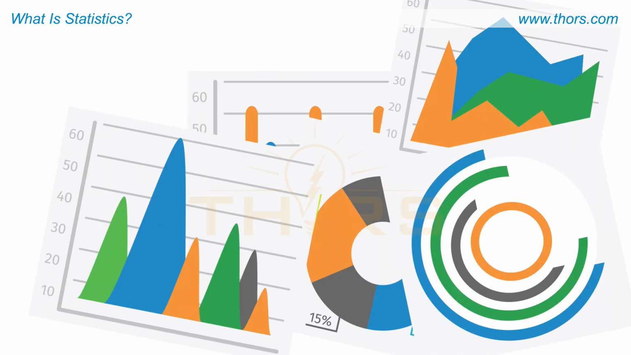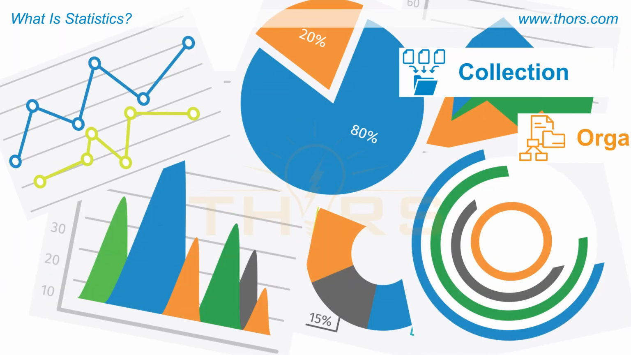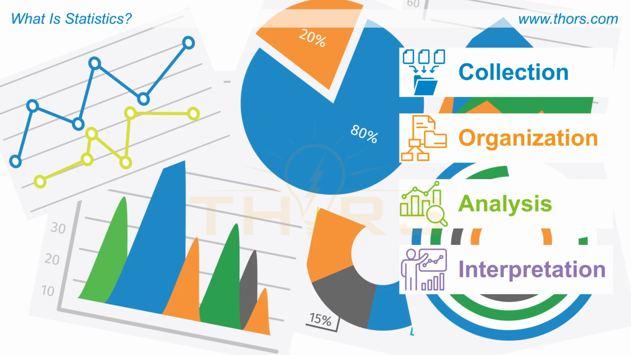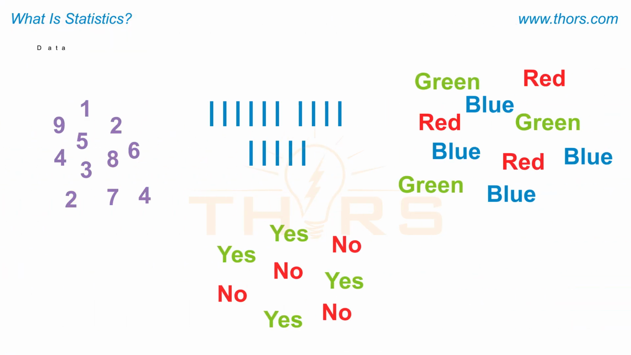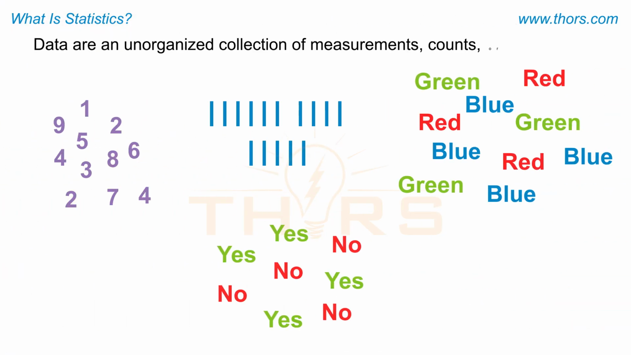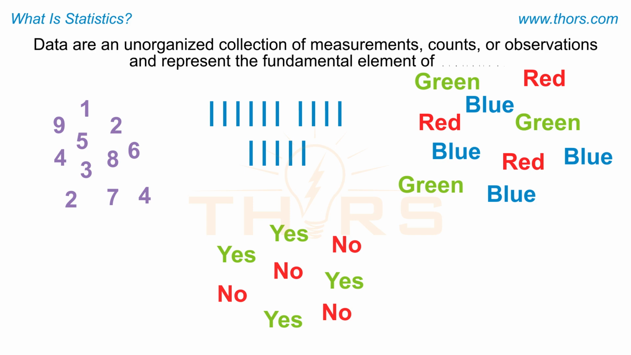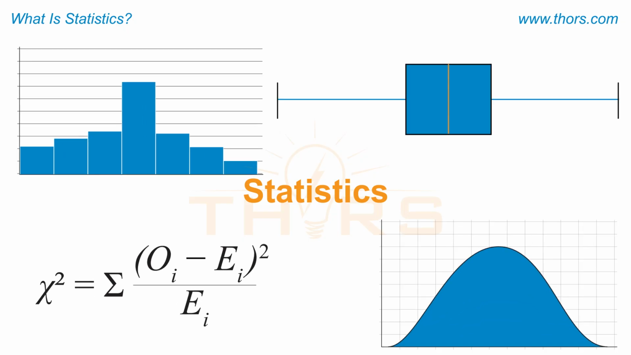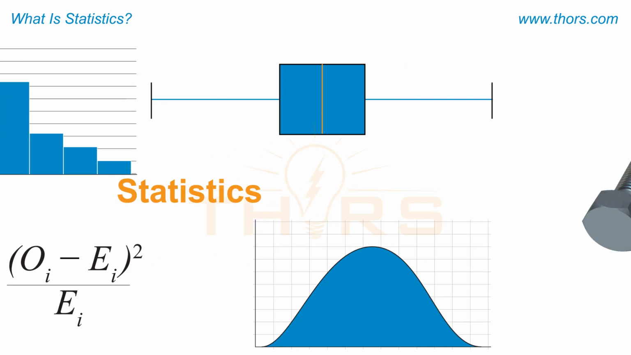Statistics is the science concerned with the collection, organization, analysis, and interpretation of data to draw meaningful conclusions. Data are an unorganized collection of measurements, counts, or observations and represent the fundamental element of statistics. Statistics employs various methods and tools to transform data into useful information.